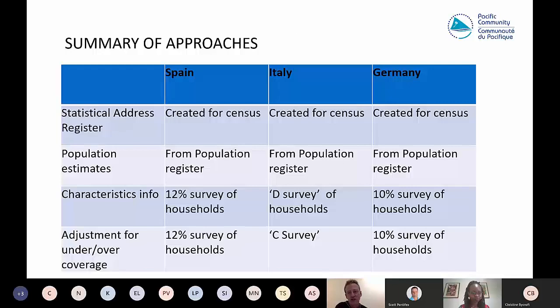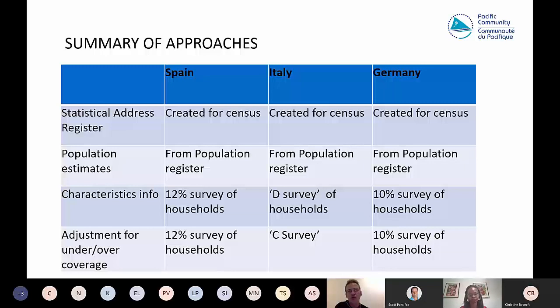So just the last slide from me to summarise these approaches between Spain, Italy and Germany. Around statistical address registers, each of these countries created a statistical address register to support the census that didn't exist before. And in each of these countries, the main population estimates came from the population register, although these were adjusted by using information from the sample surveys. So in all of the countries, they recognised that you couldn't use the population registers themselves.